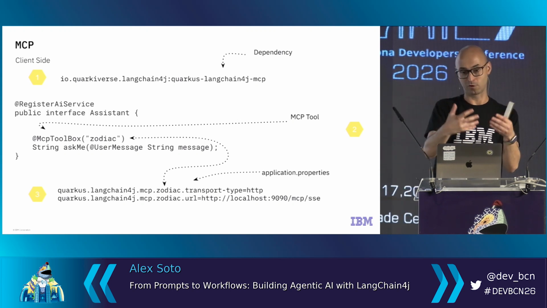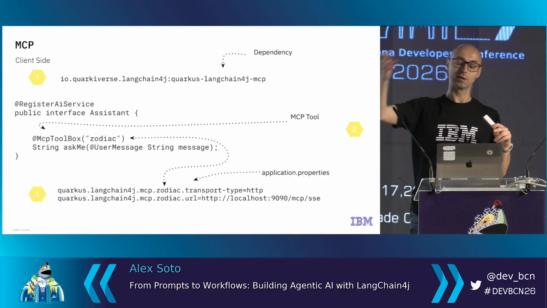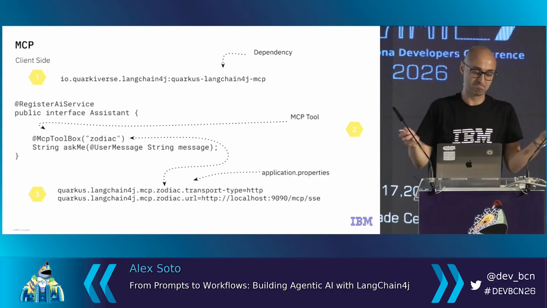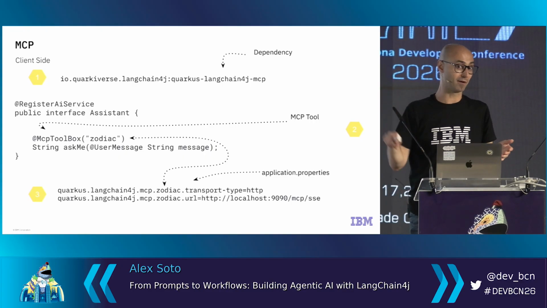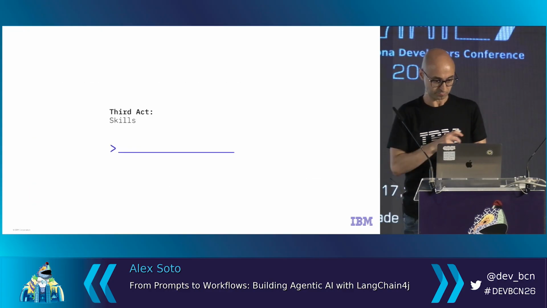And then, of course, LangChain4j will connect to my MCP server, make the request, get the response, and so on. I know that there is a round trip around, but you are getting a great abstraction.